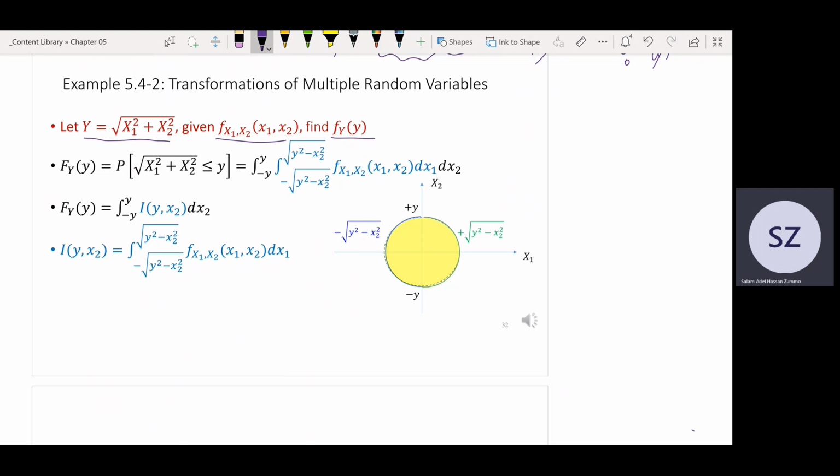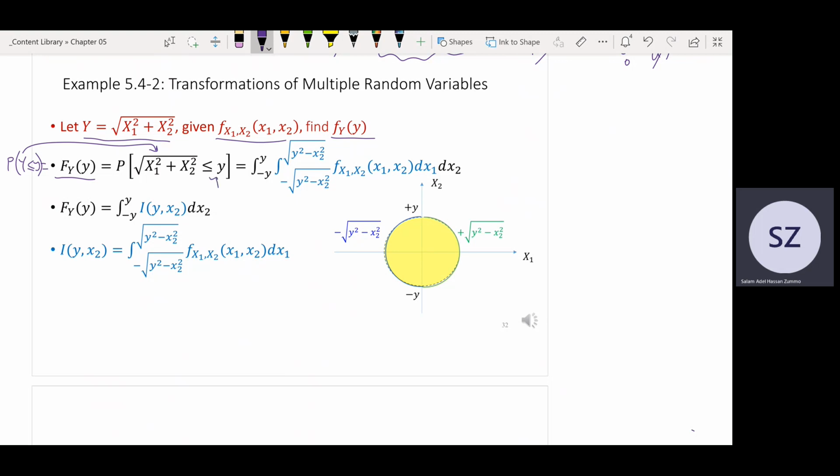So let me just start with the beginning. F_Y(y), what is this equal to? As we said at the beginning, it's equal to the probability that Y is less than or equal to a number. We go and substitute for Y. What is the new function? It's the square root of x1 squared plus x2 squared, and the square root is less than or equal to a number.